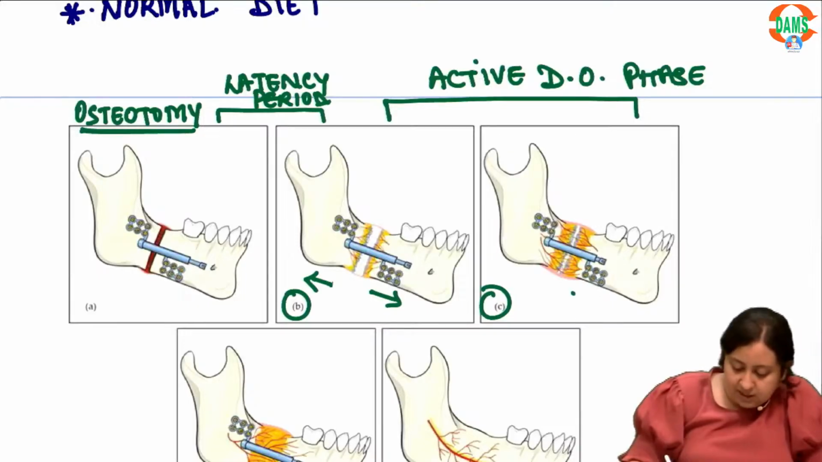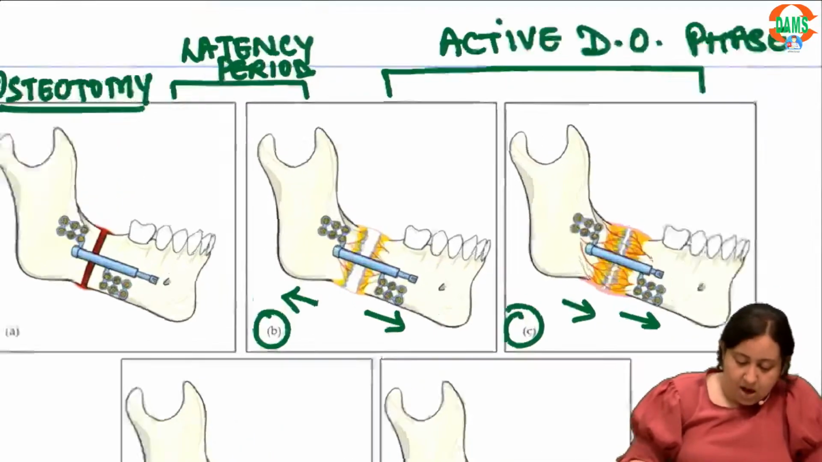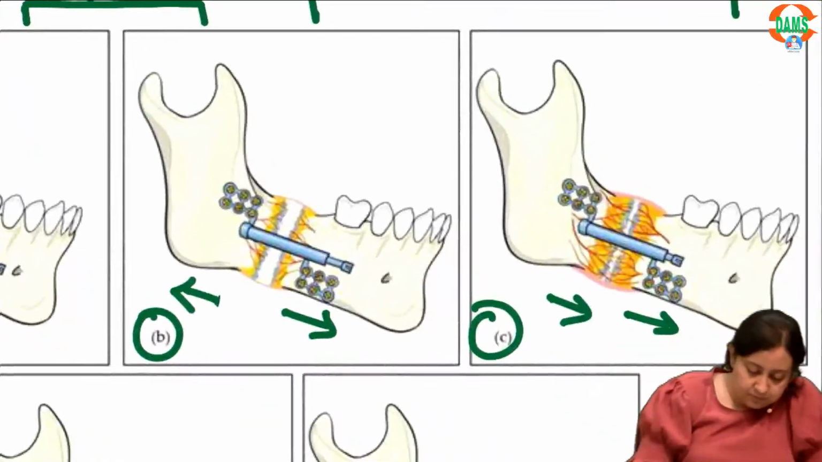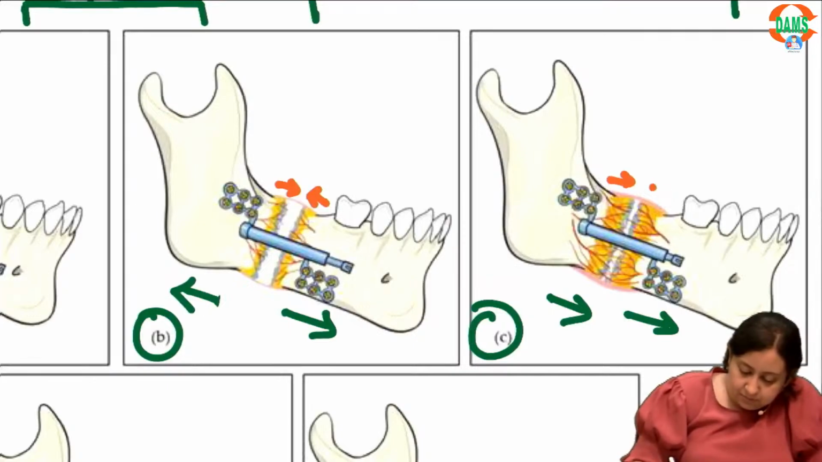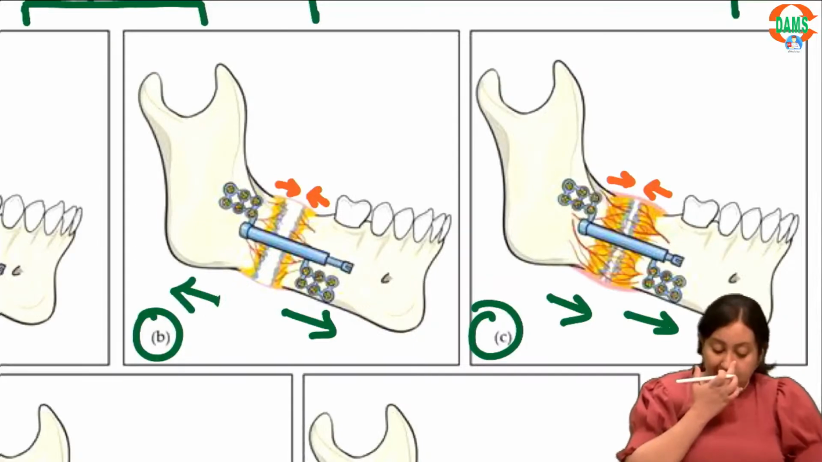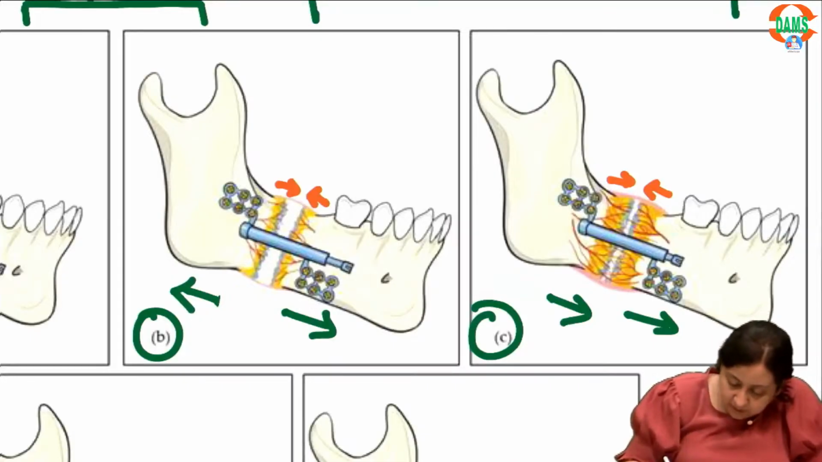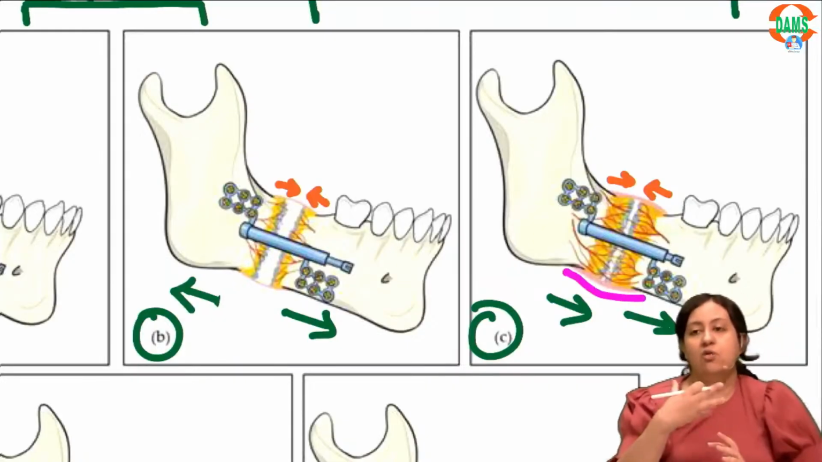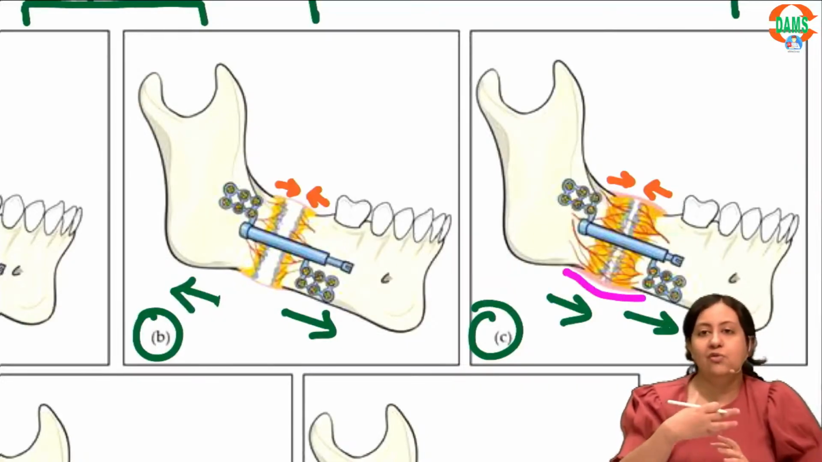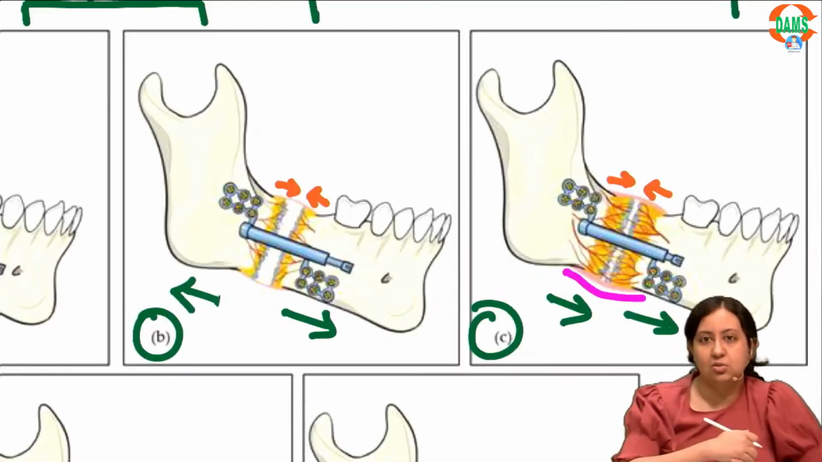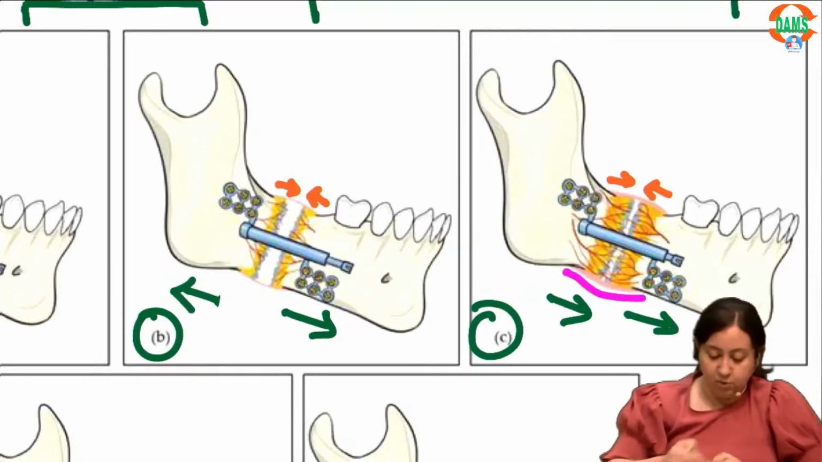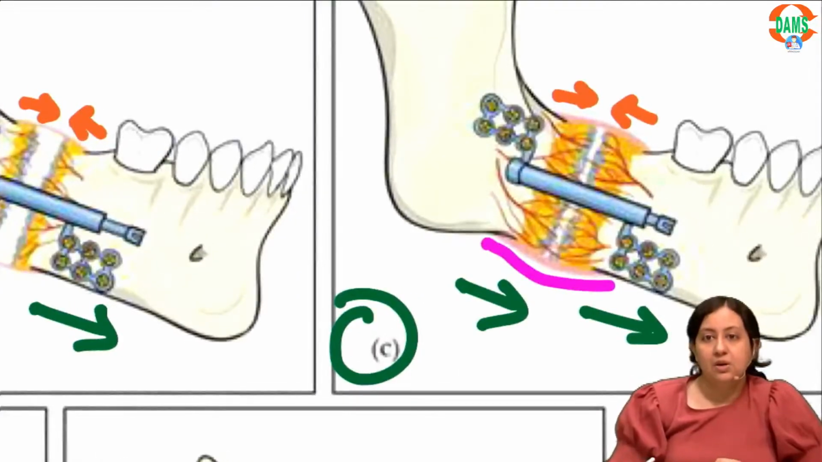If you see, the osteotomized segments are moving apart, and if I zoom out, you can see the fibrous callus forming. Here you can appreciate a very thin pink line. So the overlying soft tissue component is also forming along with distraction osteogenesis. You can also see a distraction histogenesis component taking place. I hope you can appreciate the pink line.